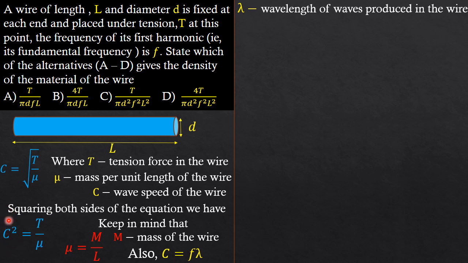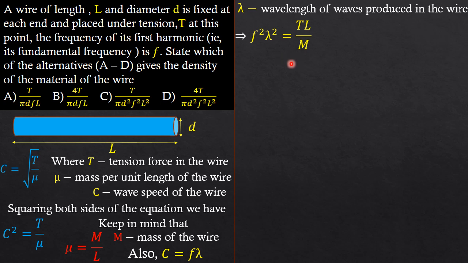So from this equation, c squared equals T over mu, what is our c? Our c in this case is f lambda. So plugging everything in, we are going to have f squared lambda squared equal to T, which stays the same, and our mu is given as M over L. So flipping everything, we have f squared lambda squared equal to TL over M. Because we divide T by M over L, the L simply goes up.